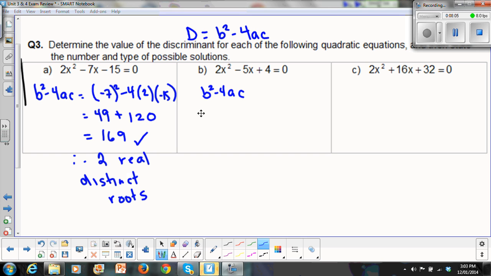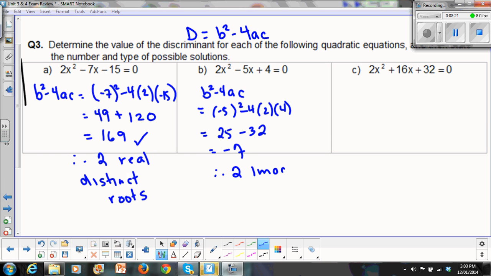The discriminant here, negative 5 squared, b squared minus 4 times a times c. We have 25 minus 32, and we will get negative 7. Therefore, we have two imaginary roots. Here, graphically, we would have had two x-intercepts. Here, we would have no x-intercepts, as we saw in the previous example.